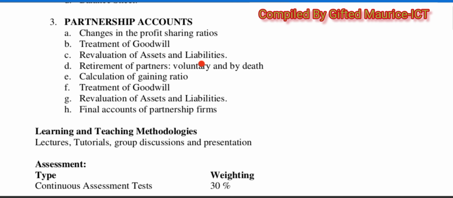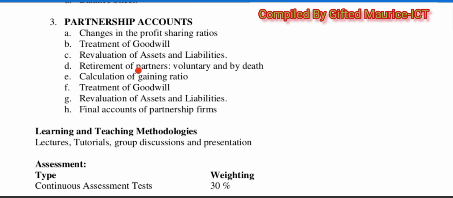When a partner is joining or leaving, then essentially it means that there will be what we call a new partnership being formed. If a partner has left, then it means the remaining partners will form a new partnership. If a new partner has joined, it means the business will become new. If it is a new business, then you need to do a revaluation. It's like you are now starting afresh. So you need to value the assets and liabilities. So there will be a revaluation of assets and liabilities.